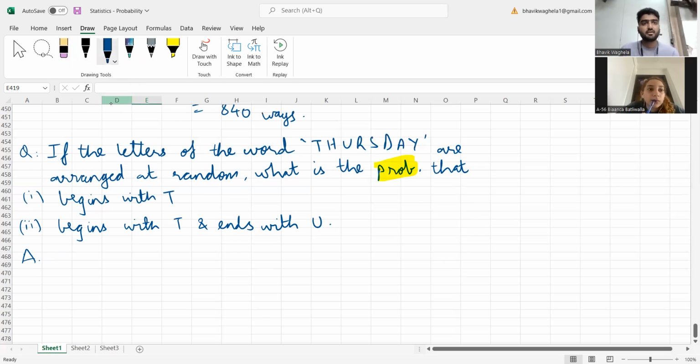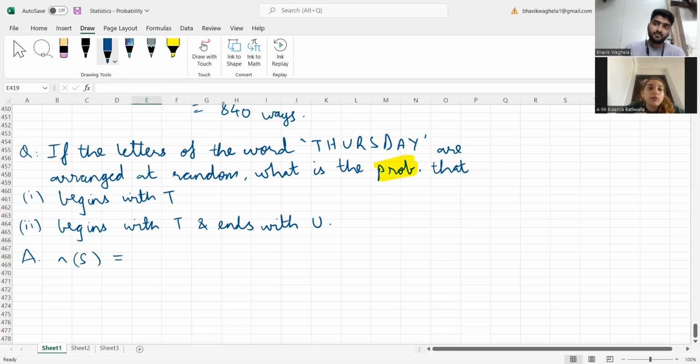It says that if the letters of the word Thursday are arranged at random, what is the probability that it begins with T? So to proceed ahead with the first part, I will first have to find n of S. In such problems, you can't define a particular sample space. We directly start with n of S. Count the number of letters in the word Thursday.